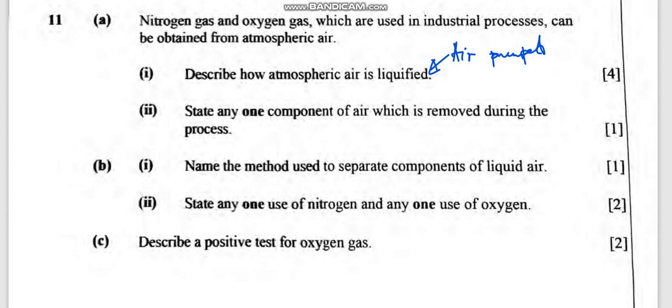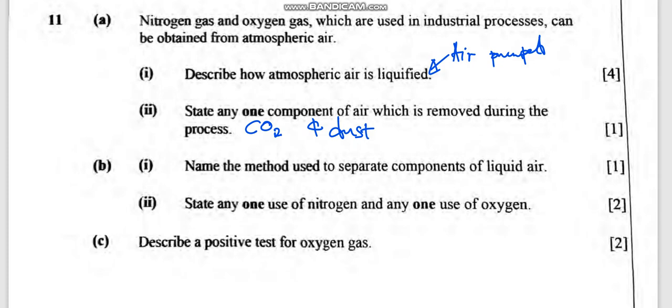The next question says, state any one component of A which is removed during the process. One component of A, something that is removed. Number one, it's obviously going to be carbon dioxide, CO2, and maybe dust. Because in stage number one, the air is filtered to remove dust, and in stage number two, the temperatures are reduced to minus 56 degrees Celsius, and carbon dioxide and water vapor solidify and are removed.